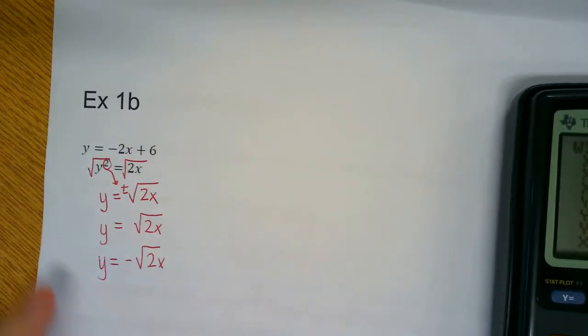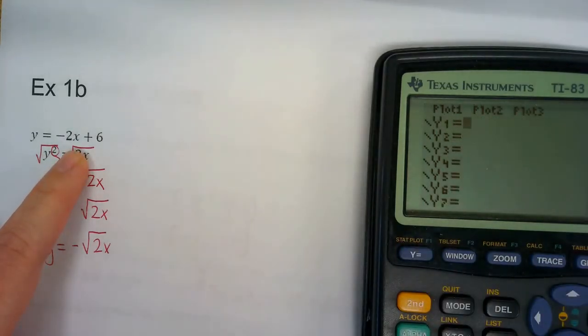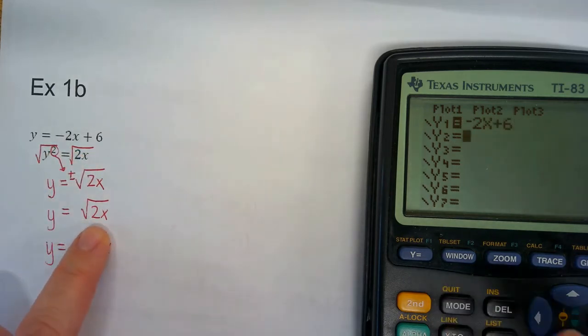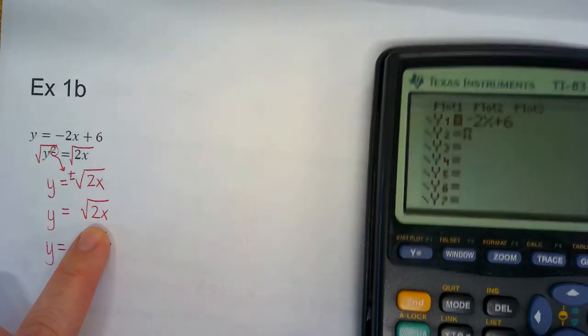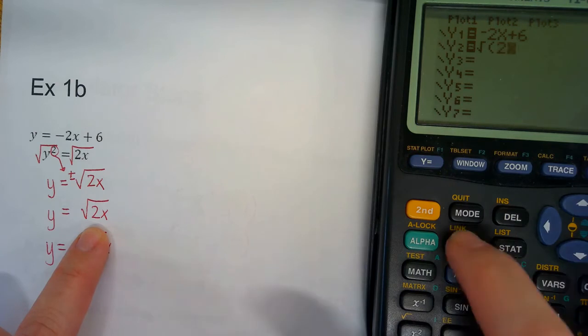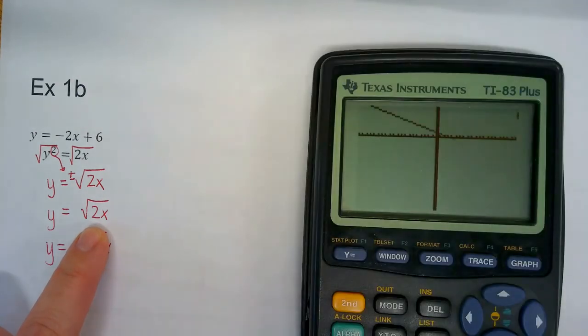Okay, so I'm going to go ahead and type in this top equation. I'm going to clear out my other equations. I'm going to get y equals negative 2x plus 6. Then I'm going to type in my first one. Now to do the square root, remember, go to second, x squared. And then I'm going to do my 2x inside there. I'm just going to hit graph and see what happens here.